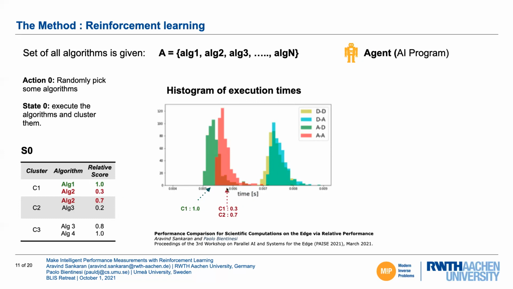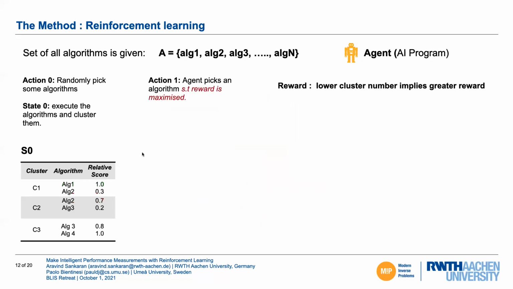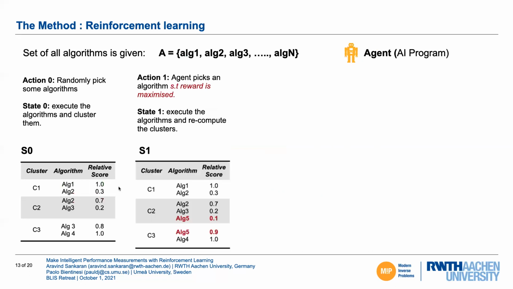In our work, we showed that relative scores are reliable even when the number of performance measurements made is very small. The relative scores help the AI agent to discriminate the good algorithm from the bad algorithm. An algorithm in the top cluster gets a better reward. The agent then tries to pick an algorithm such that its reward is maximized.